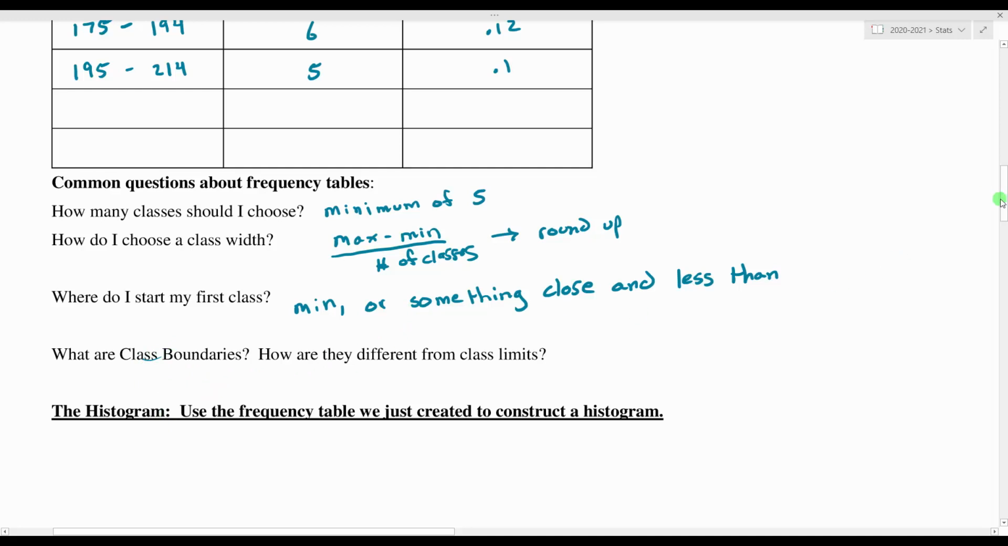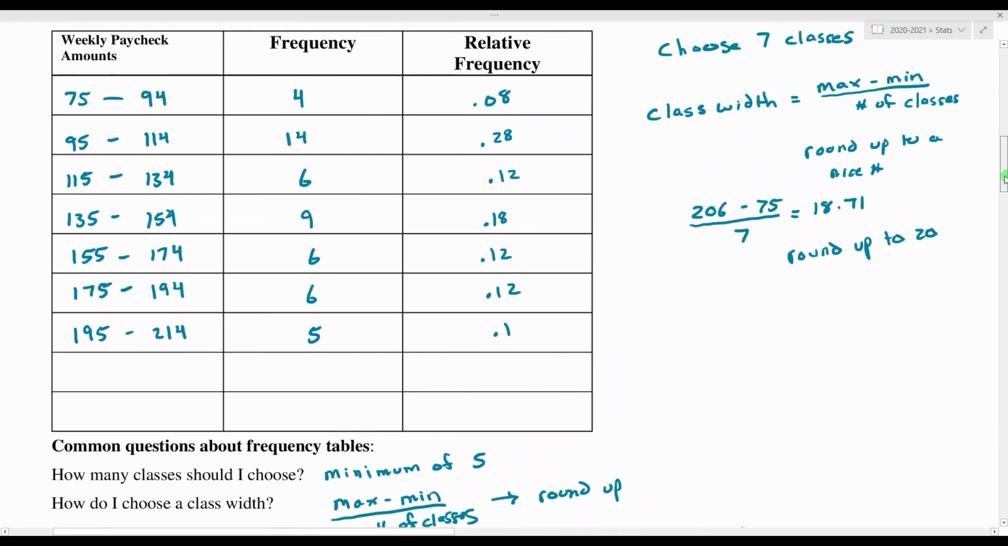Remember the class boundaries, I'm going to go up here to kind of discuss that. Class boundaries exist in between the limits. So for instance, this is an upper class limit and a lower class limit. There is a gap in between those. Going from 94 to 94.5, there's a gap there in between. The class boundary exists in between those two limits. So this would be 94.5. It would be the midpoint between these two numbers.